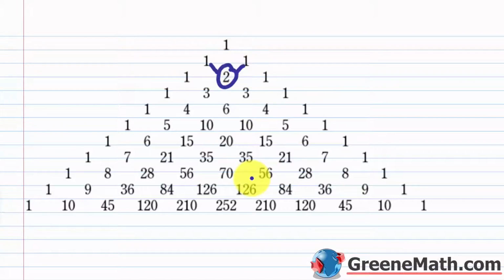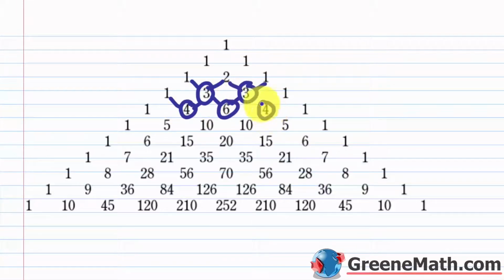So go up to the top left and to the top right. If I look at 3, it's the sum of the top left and the top right. So those two numbers, 1 plus 2 is 3. This guy, same thing, 2 plus 1 is 3. This 4 here, 1 plus 3 is 4. This 6 here, 3 plus 3 is 6. This 4 here, 3 plus 1 is 4, and so on and so forth.